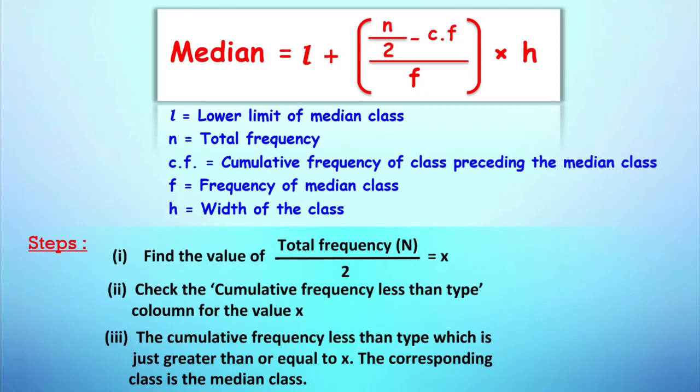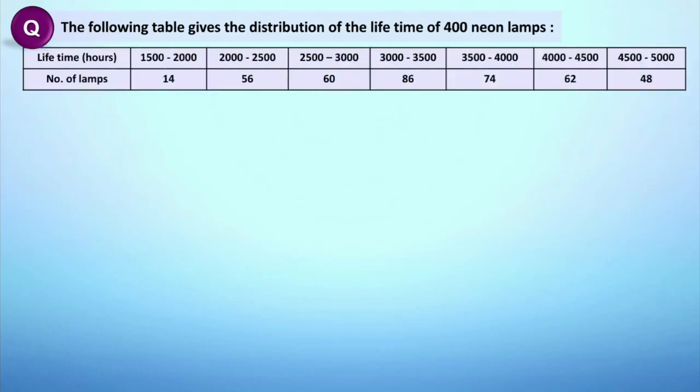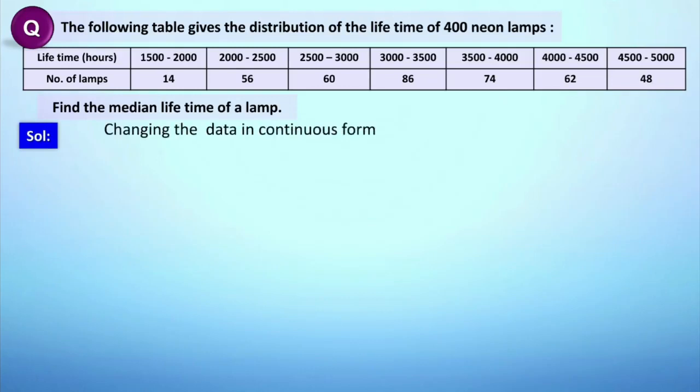Now to understand how to calculate median, let's consider a sum. The sum states: the following table gives the distribution of lifetime of 400 neon lamps. As the data is given in the table, we need to calculate the median life of a lamp. Before calculating the median, we need to ensure that the class intervals are continuous. As we can see, the class interval is continuous.